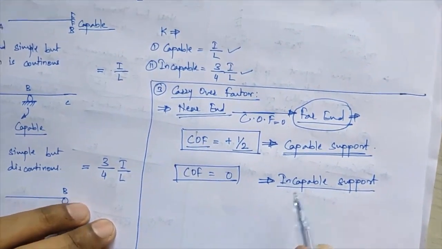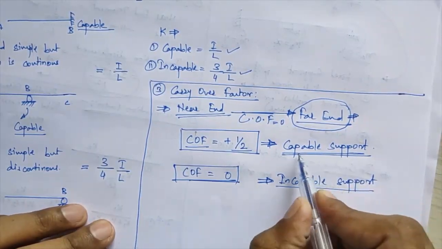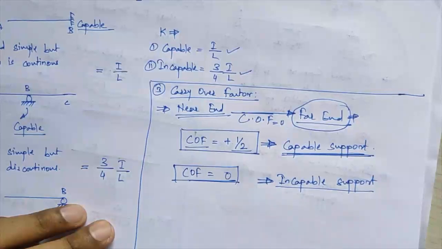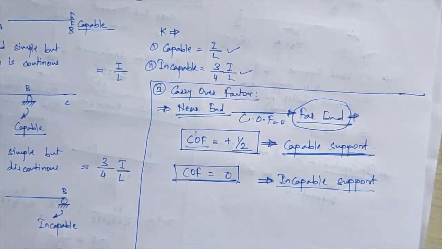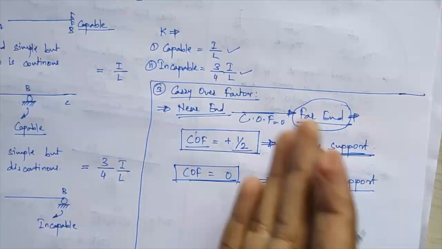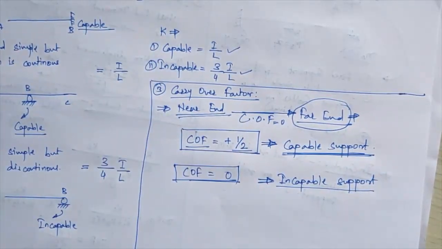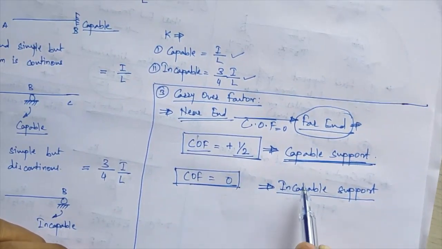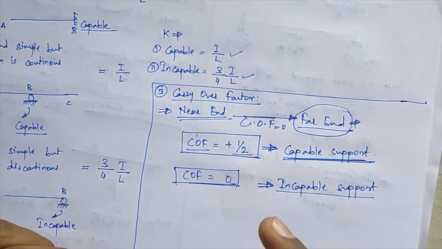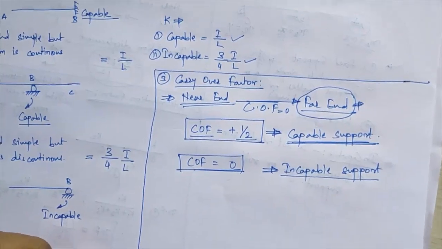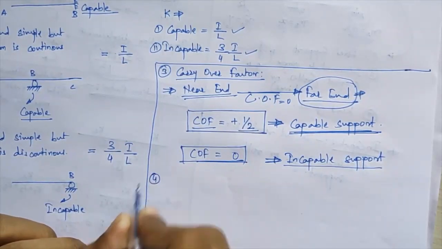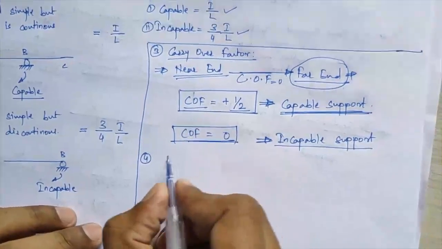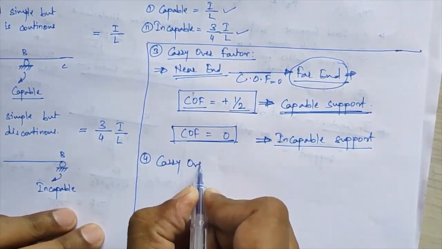So in case of an incapable support, the carryover factor will remain 0, and for a capable support, the carryover factor will remain equal to 1/2. So these two things again you have to remember. All these concepts are related to each other, so don't get confused, just try to understand. So the carryover factor for a capable support is 1/2, and for an incapable support it is equal to 0. Then we'll see the next term. This will be the last term, that is the fourth one. It is equal to carryover moment.